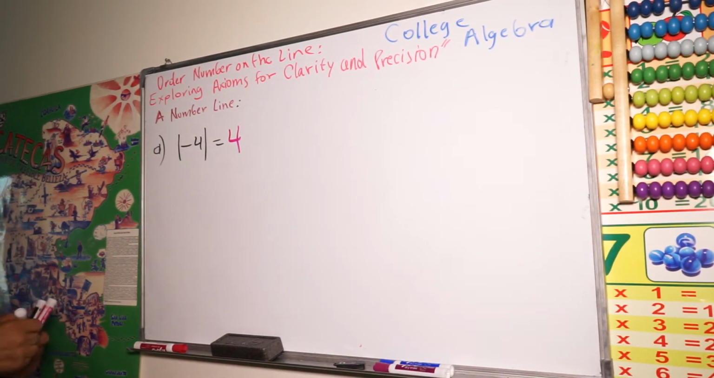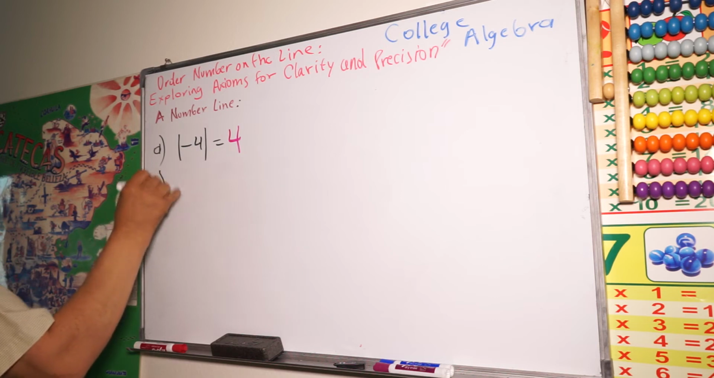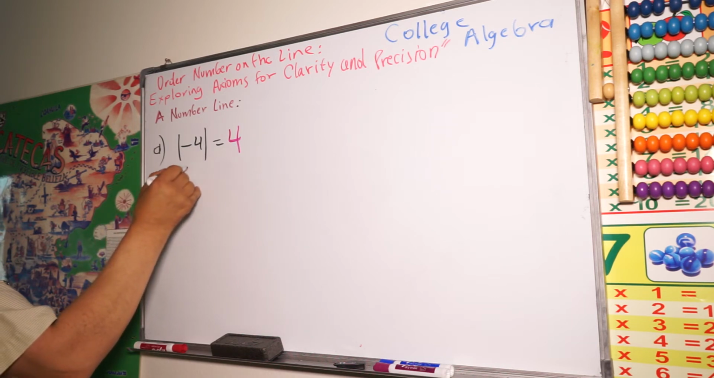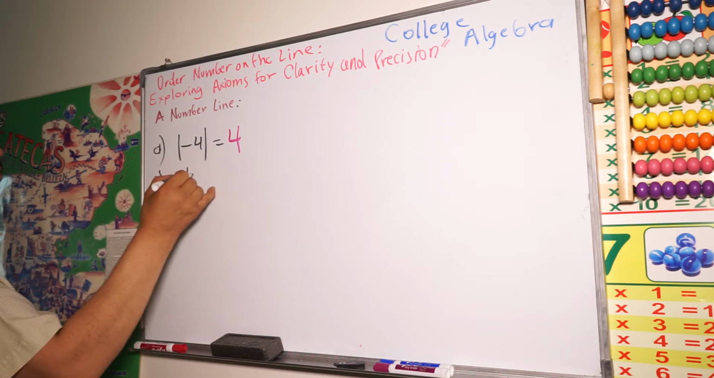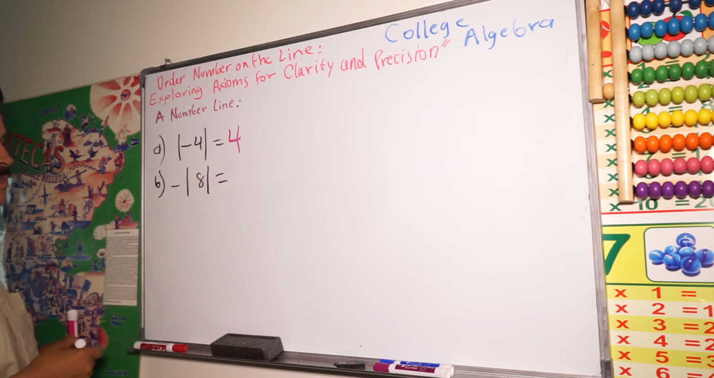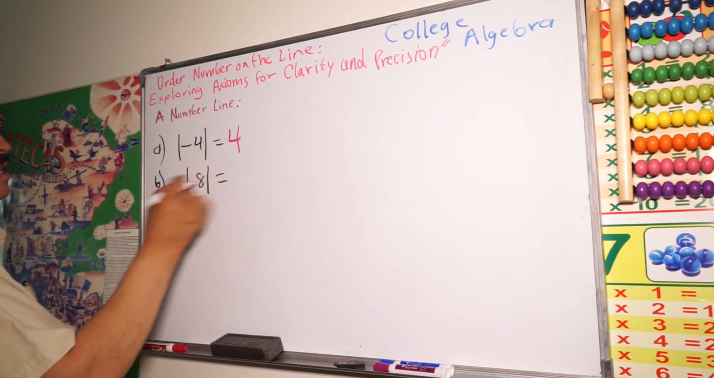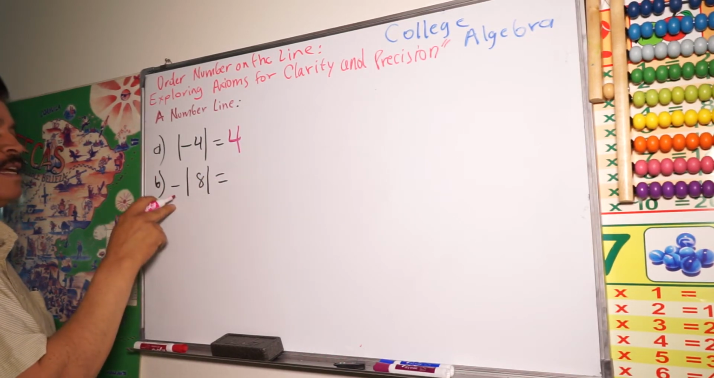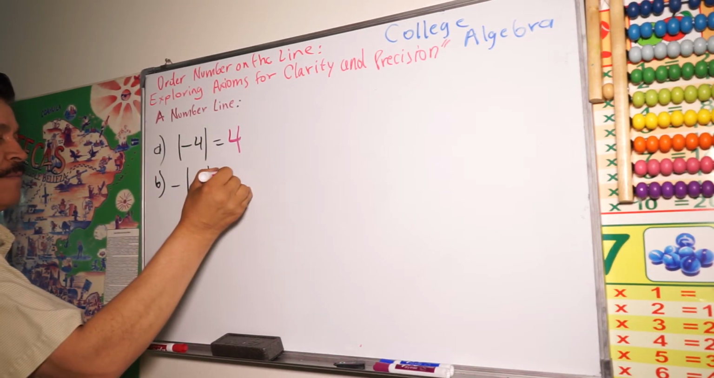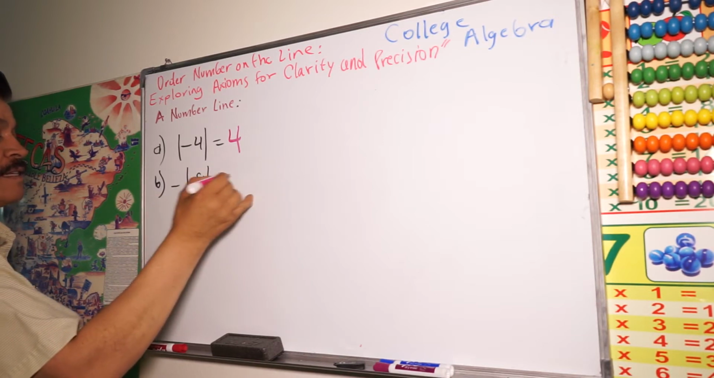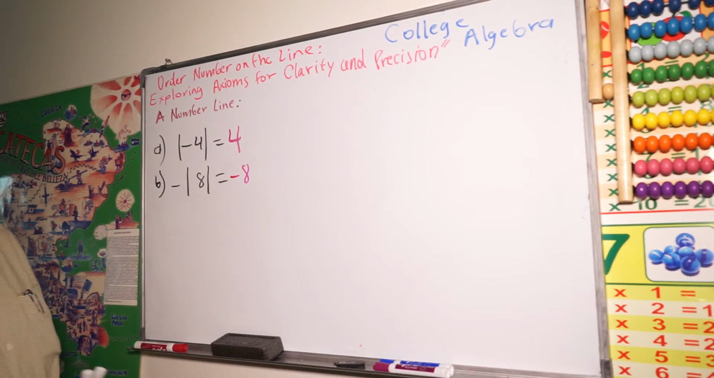So let's do another problem. We are looking for the negative of the absolute value of 8. So how much is this? The negative absolute value of 8 is going to be negative 8, right?